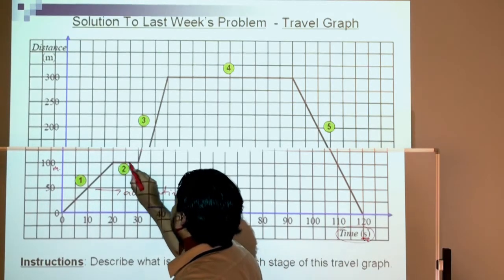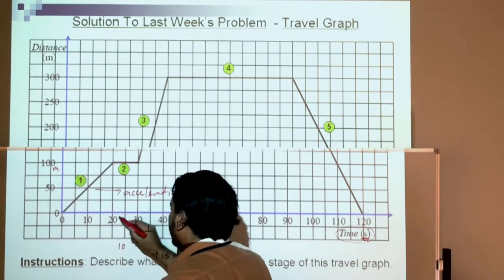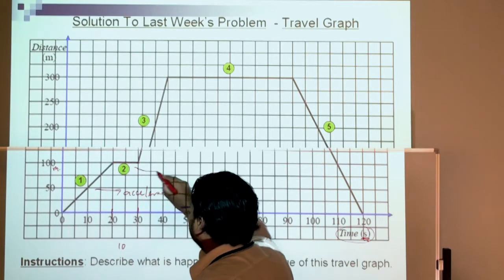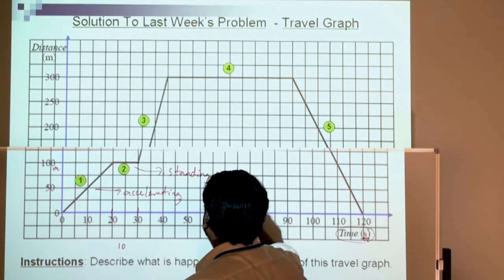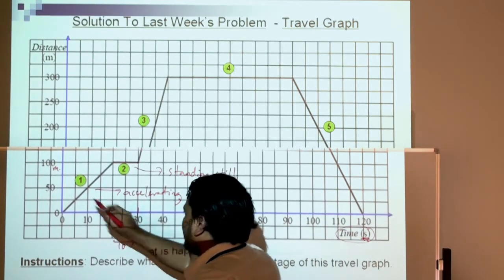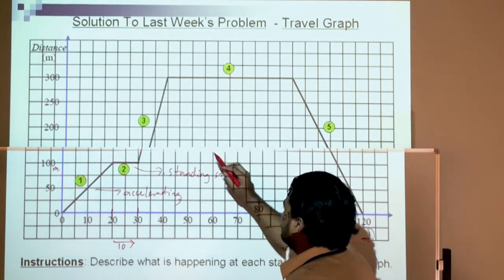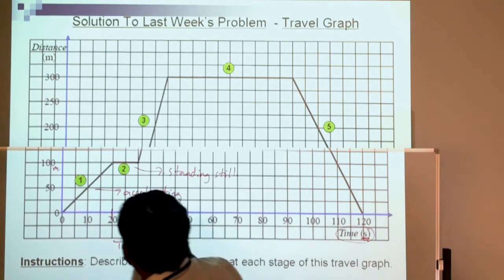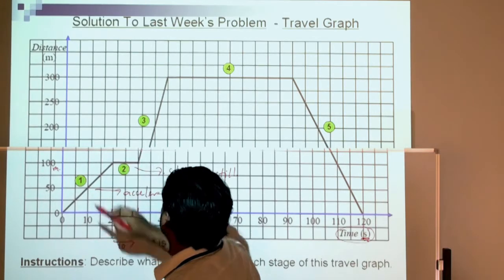And in stage 2, for 10 seconds, that part from here to here, the car stays at 100 meters. Therefore, stage 2, the car is standing still. Time is going, but the distance remains the same. Stage 3, from 30 seconds onwards to 40 seconds, I believe. The car travels another 200 meters.